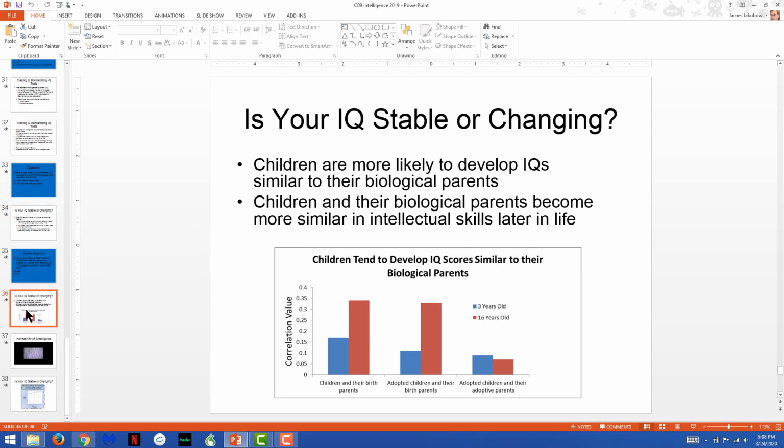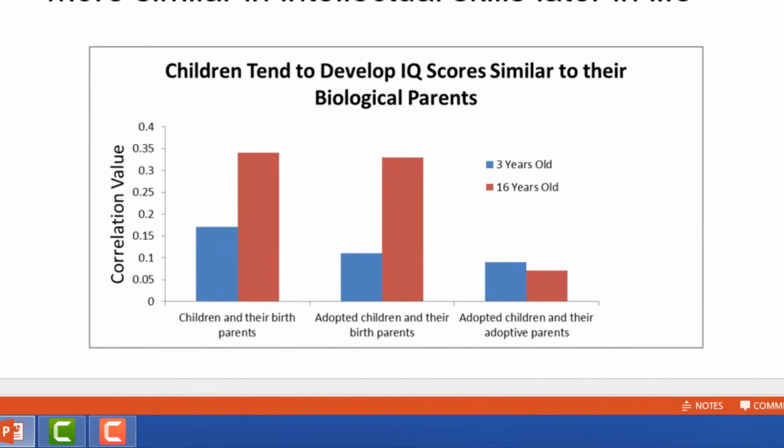What about the relationship between children and their parents and IQ? Are children more likely to develop IQs similar to the biological parents, or do they develop IQs just based on their environmental experiences? Well, as it turns out, children at an earlier age tend not to have a high correlation between their parents and themselves.